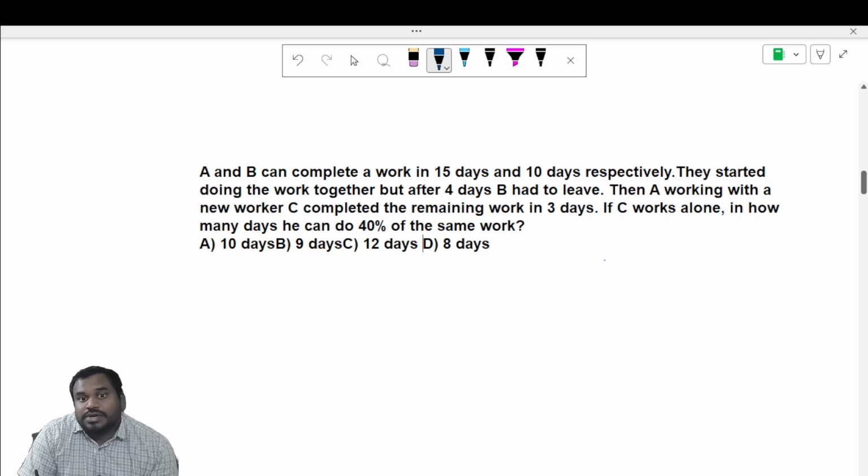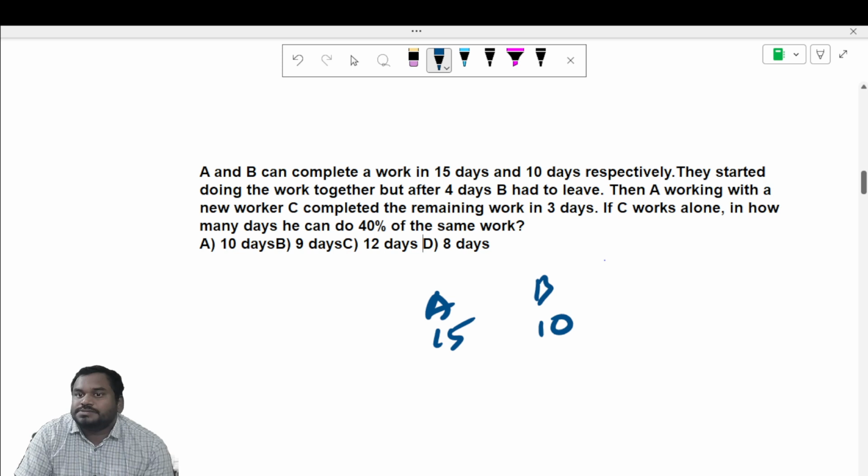A and B can complete a work in 15 days and 10 days respectively. A can complete in 15 days, B can complete in 10 days. They start doing the work together, but after 4 days, B had to leave. Then A working with a new worker C completed the remaining work in 3 days. If C works alone, in how many days can he do 40% of the same work? Okay, so now A and B can complete a work in 15 days and 10 days respectively.